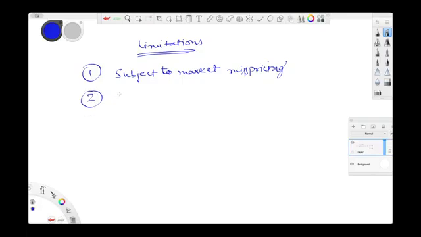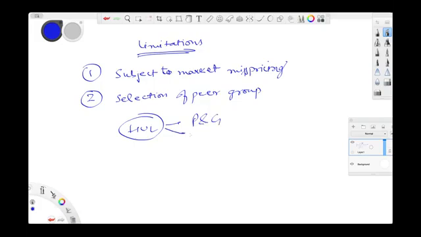Second is selection of peer group. Now, let's say my company is HUL. What are the twins we can find for HUL? Companies which are exactly similar in structure to HUL, in size, revenue and profitability, is not impossible but very difficult. The closest competitor we know is P&G. Other competitors are Nestle, then Britannia, then TCPL, then ITC.